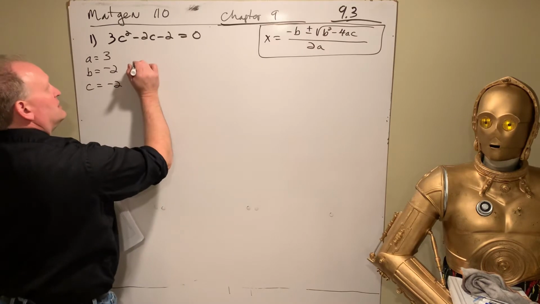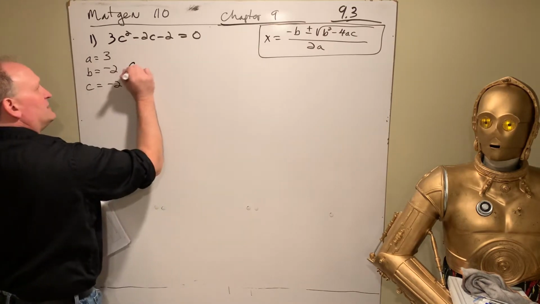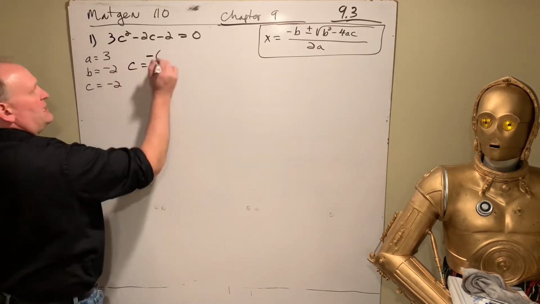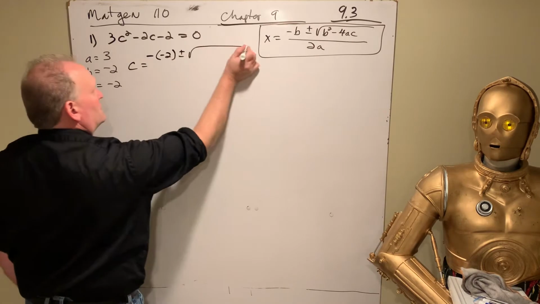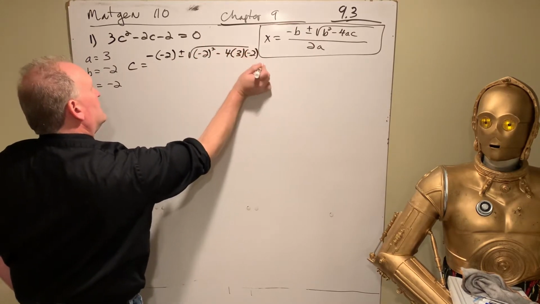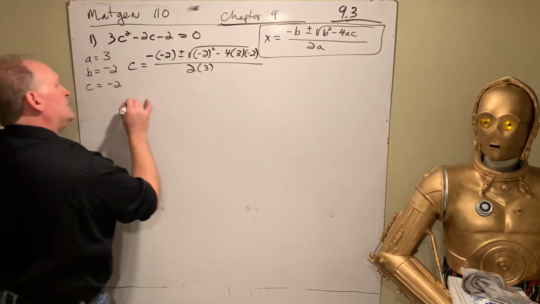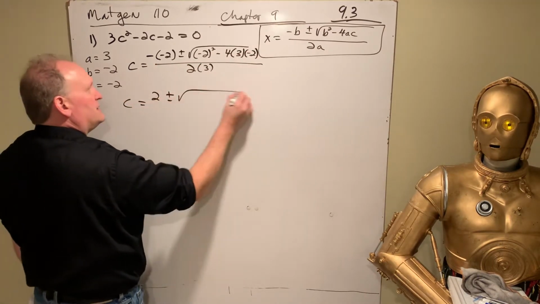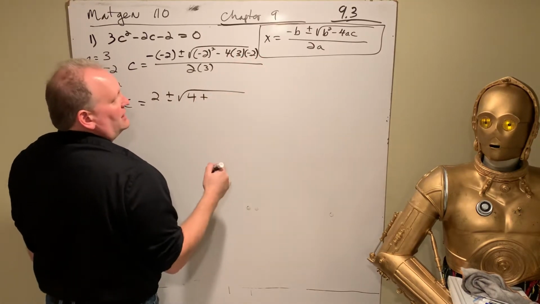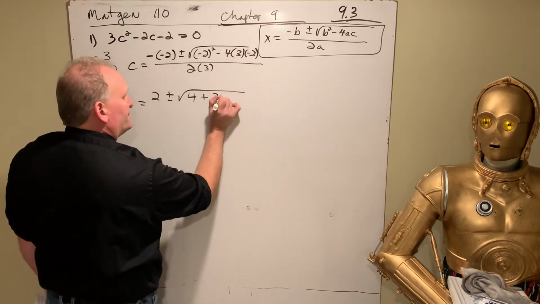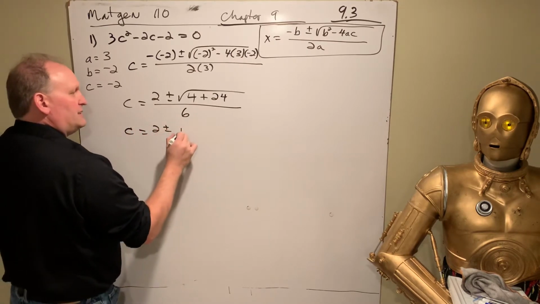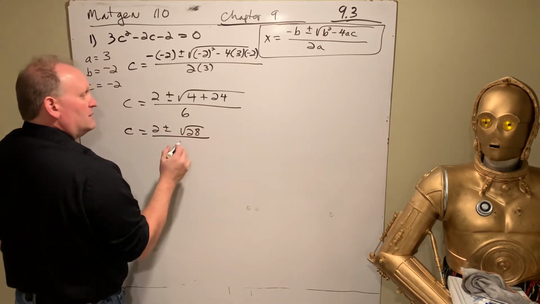We're just going to do, well, instead of x equals, it's c. So we'll say c is equal to the opposite of b, which is -2, plus or minus the square root of -2 squared minus 4ac, all over 2a. All right, so that is 2 plus or minus the square root of 4 minus -24, all over 6. Is equal to 2 plus or minus the square root of 28, all over 6.